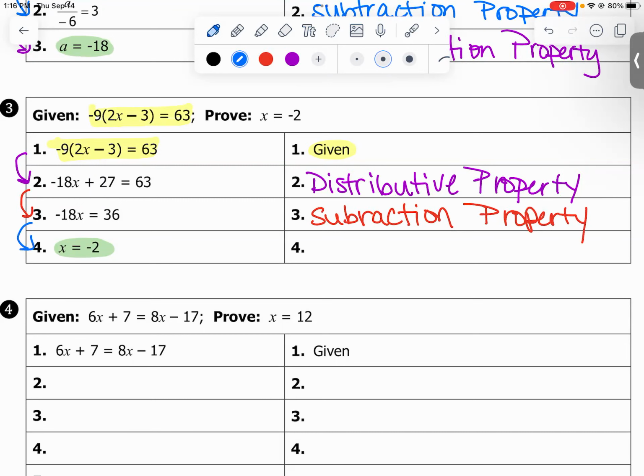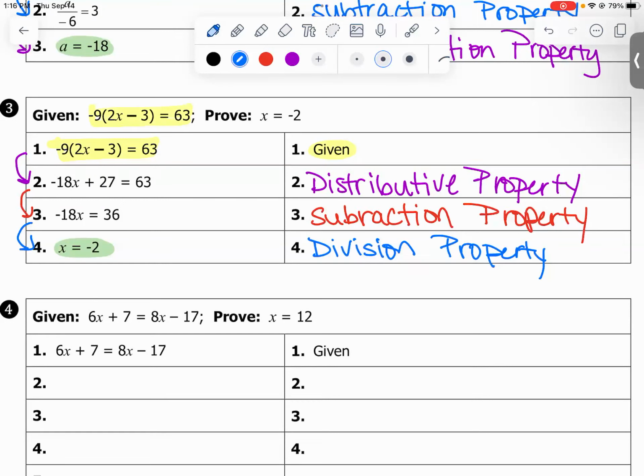Shh, don't tell her. And then to get -18x equals 36 to just x equals -2, Nora, what property are we using in that one? Yep. Okay, now that was nice. They did all the math for you. But that's not really what's going to happen.